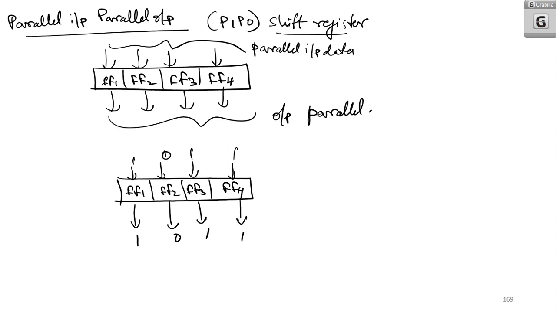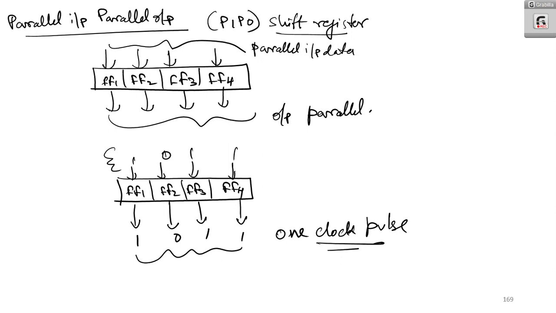That means in a parallel input, parallel output shift register, you need only one clock pulse. You need only one clock pulse to get the output. That means here data is fed in parallelly and data is taken out parallelly. So that is the case where you need only one clock pulse.